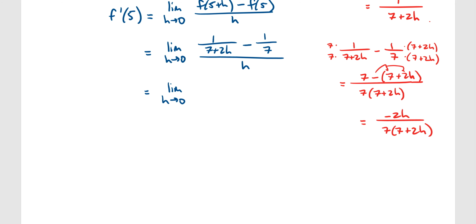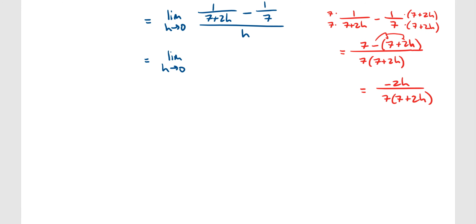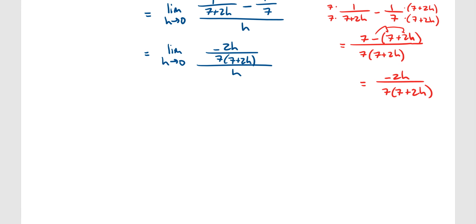It's definitely really messy, and it doesn't seem like anything good is going to happen, but things will cancel. That's going to be the numerator, so let's plop it in. And this is still over h. What we can do is keep, change, flip once again. We keep the original numerator the same, change the division to multiplication, and then reciprocate that denominator. And now we see that the h's cancel and we get negative 2 over 7 times 7 plus 2h.